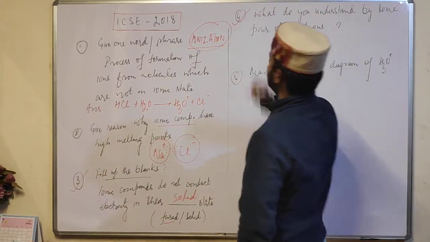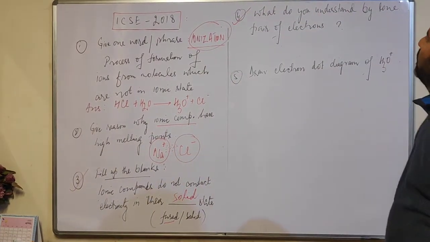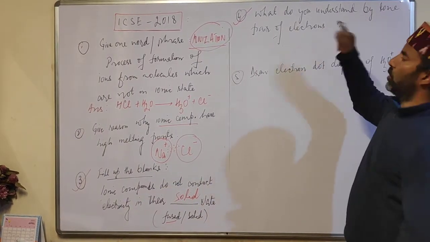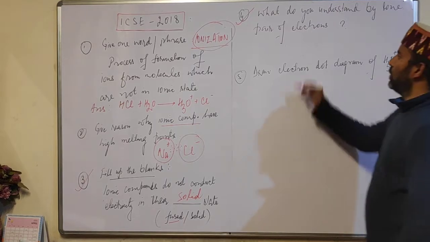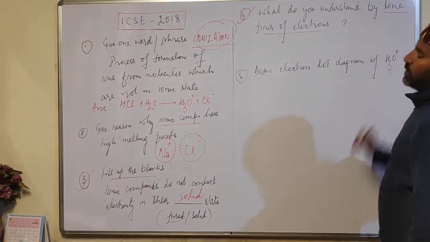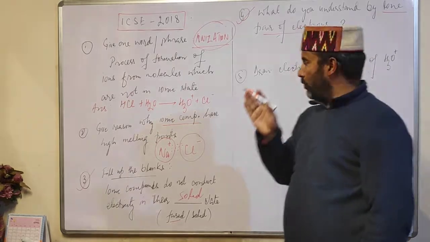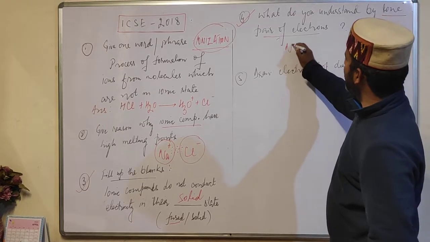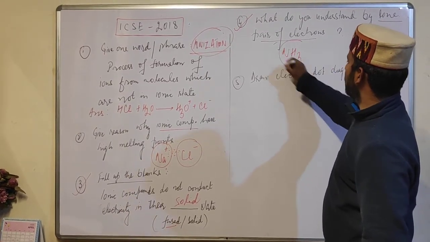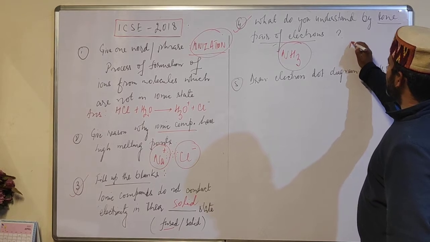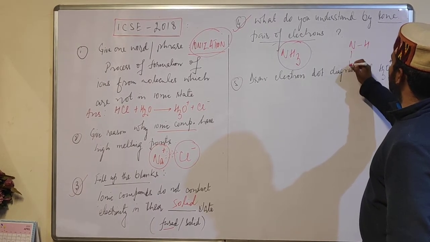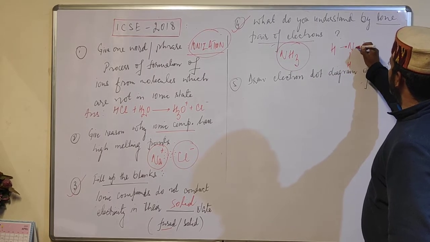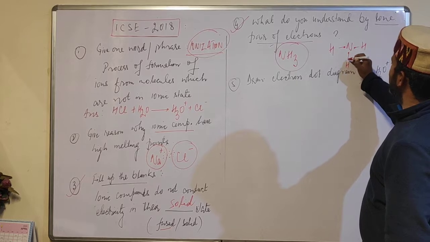Now we have fourth question from the same exam. What do you understand by lone pair of electrons? So student, lone pair of electrons are electrons which do not take part in bond formation. For example, student, in ammonia, look, nitrogen is covalently bonded to hydrogens and uses its one electron in covalent bond formation with hydrogens.